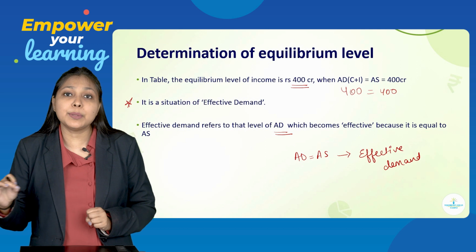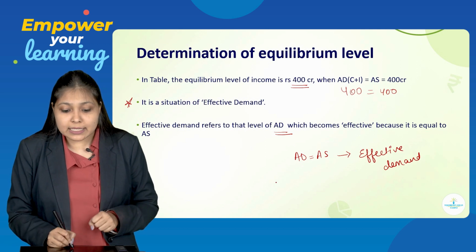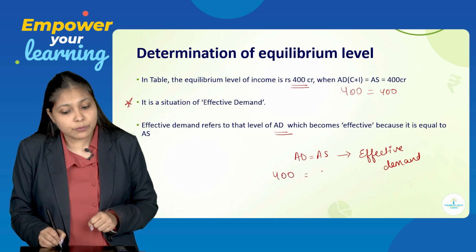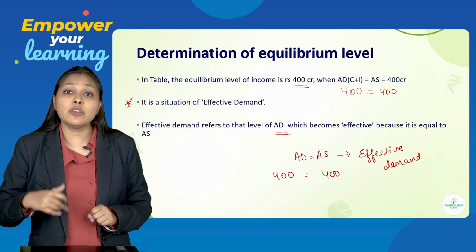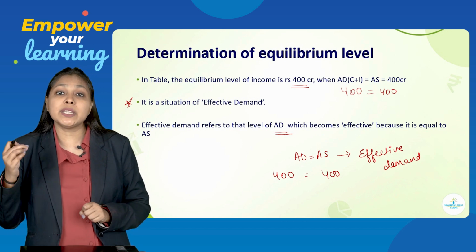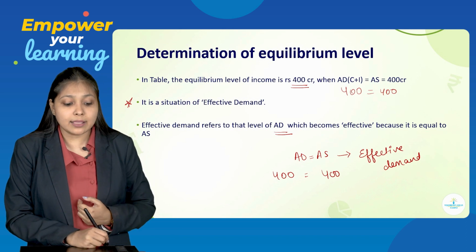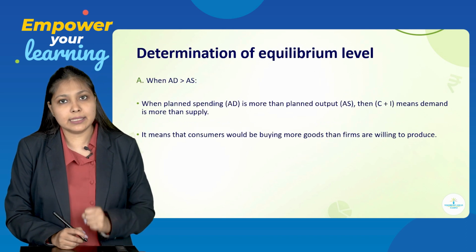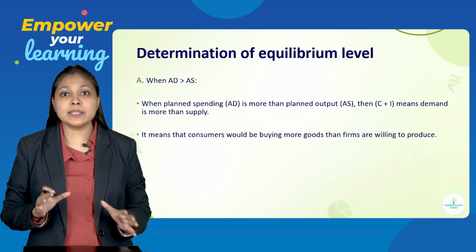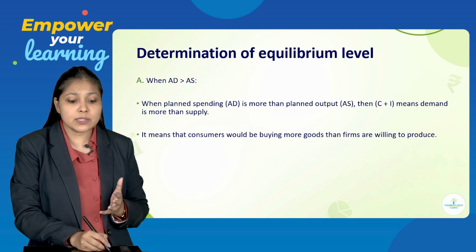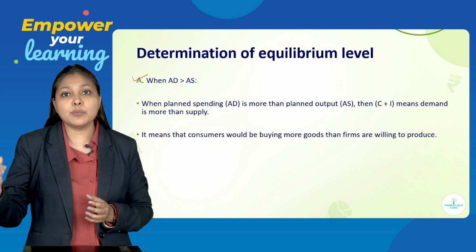So when AD becomes equal to AS, we call this situation effective demand, because here your economy is at equilibrium position. If AD is 400, AS is also 400. So that is why your equilibrium position has been attained. It has been achieved, and this is nothing but effective demand. Now let us see what happens in the various situations. First situation is when AD is more than AS.